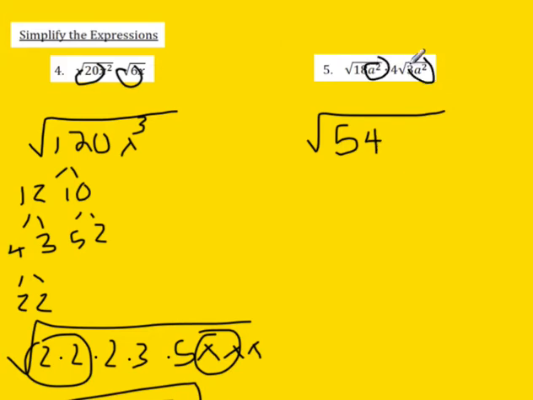Then I have a squared times a squared. Now remember, when you multiply a squared times a squared, you're going to add those exponents and you're going to get a to the 4th power. So then we want to break down 54.